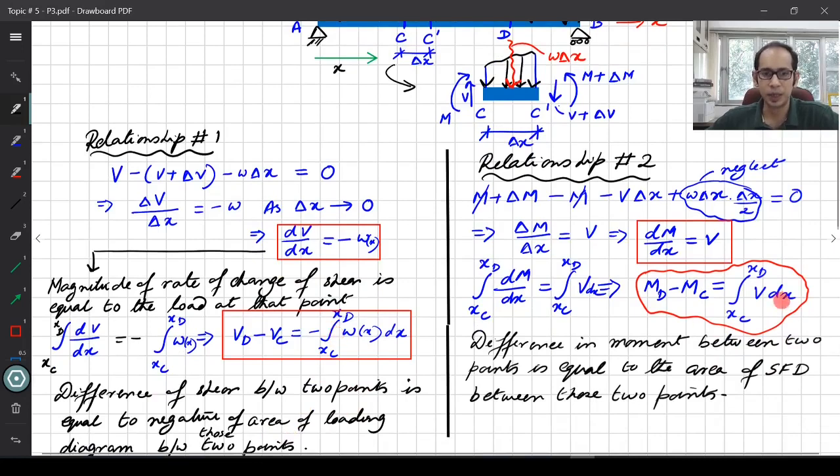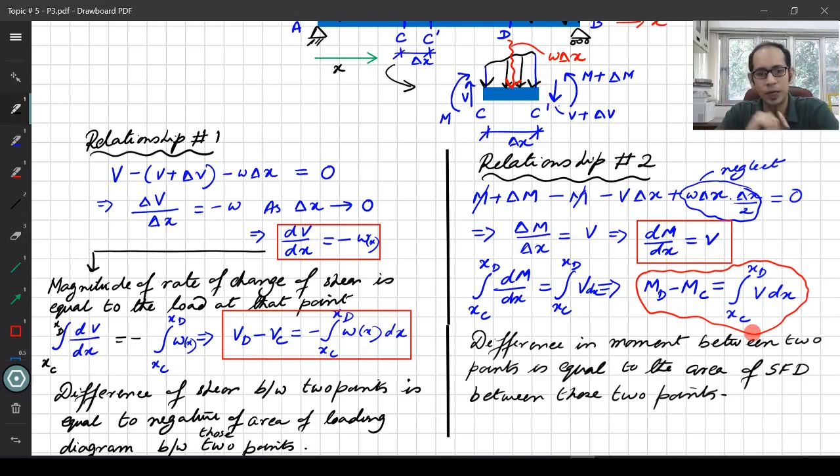The other relationship that we saw is that the slope of my bending moment diagram is equal to the shear, and the difference in the bending moment between 2 points D and C is nothing but the area of the shear force diagram between these 2 points. These relationships are a little tricky to keep track of, but once you close your eyes and try to have them ingrained in your mind, you will see drawing the shear force and bending moment diagram becomes very easy.